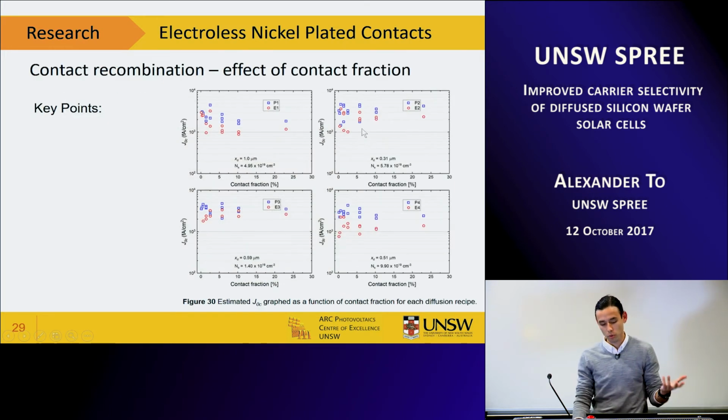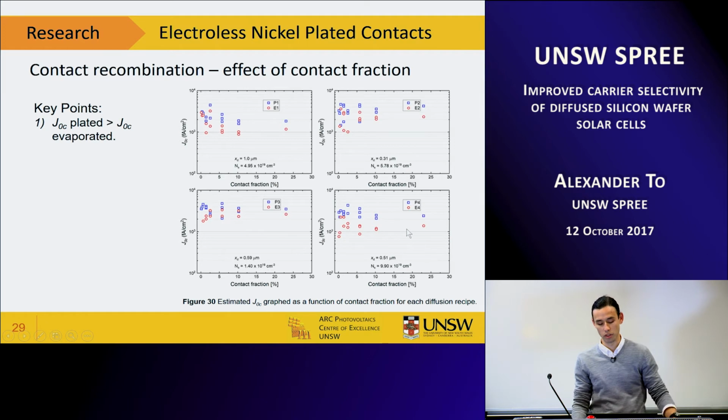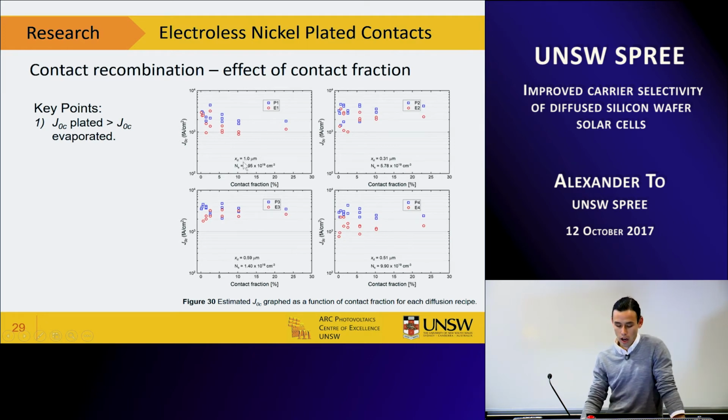Now turning to contact recombination, you can see here plots of contact fraction versus the J0C that we extracted. The plated samples are in blue and the evaporated samples in red. Essentially these are four different diffusion recipes, so P1, 2, 3, and 4 correspond to the four recipes I was talking about before. The junction depths and the surface concentrations are written there for reference. In general, we found again that the plated contacts had higher contact recombination than the evaporated contacts.